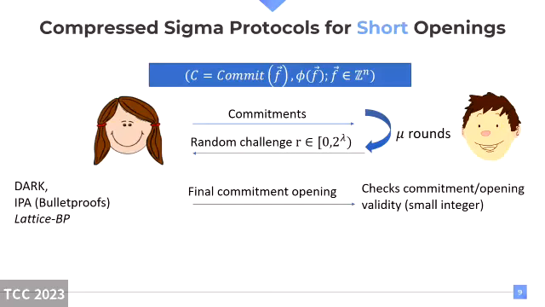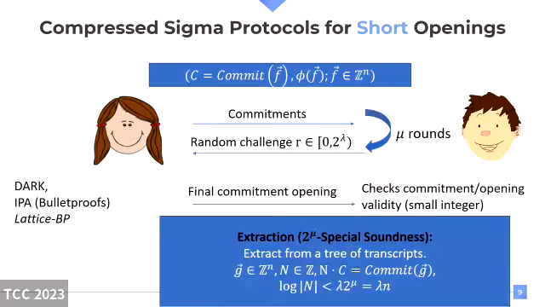So let's look at a compressed sigma protocol for short openings, and we generalize this a little bit to arbitrary homomorphisms, and we basically want to show that there's a short preimage of this homomorphism. And shortness we'll define a little bit later. But the way that the protocol works is that in every round, the prover sends some commitments and the verifier responds with some challenge. And then in the final round, the prover sends an opening to the commitment, and the verifier can check the commitment opening and also verify that this final opening is a small integer.